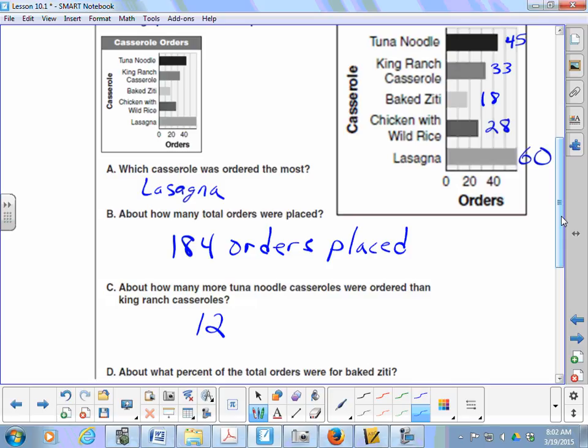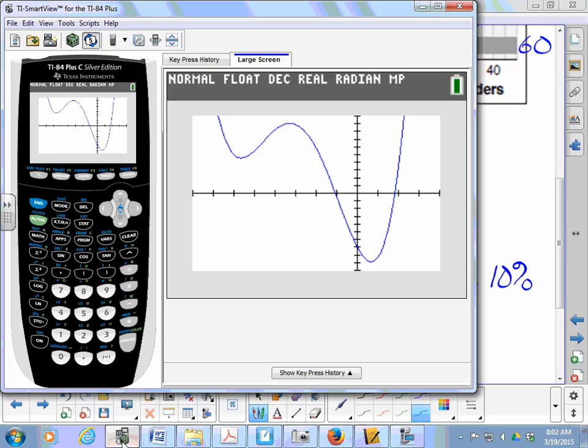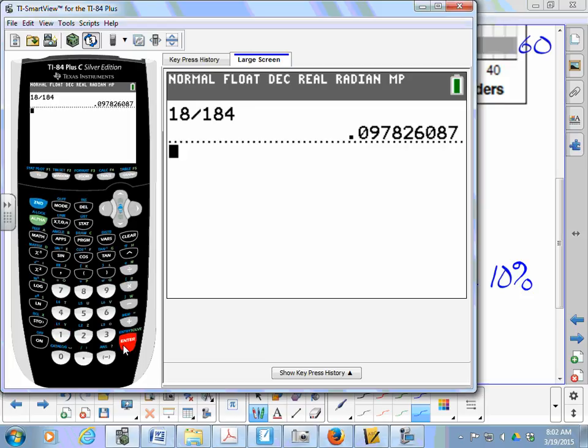Okay. So we want how many of that item, how many baked ziti there were, divided by the total. So this would be 18 over 184, which is approximately 10%, right? It's 1/10 or 10%. So if I was using my calculator, 18 divided by 184, and then we change that to a decimal. So it's approximately 10%, right? 9.7% or approximately 10.